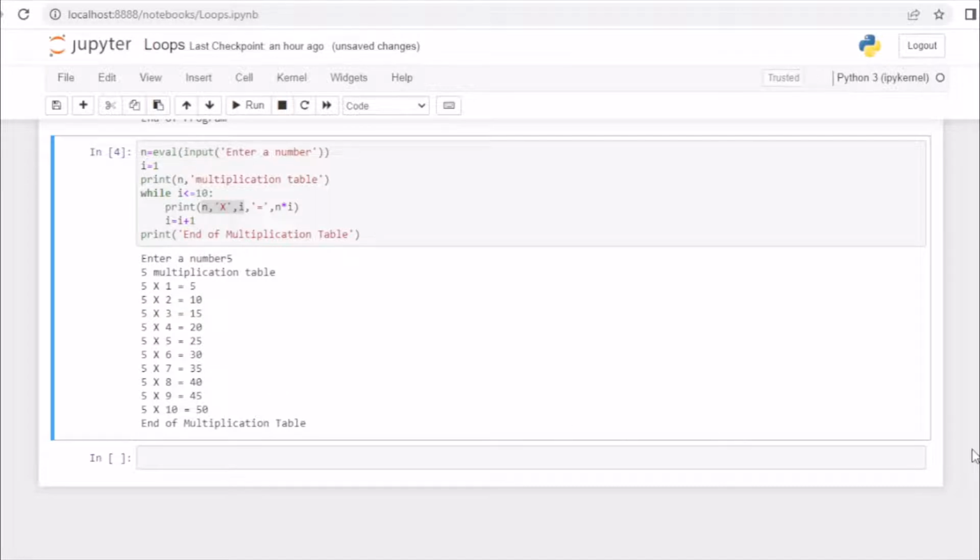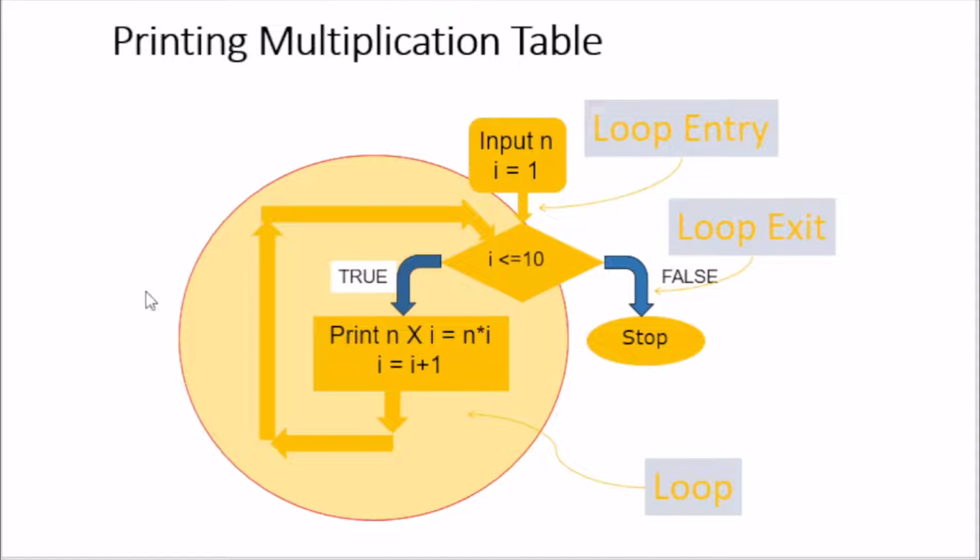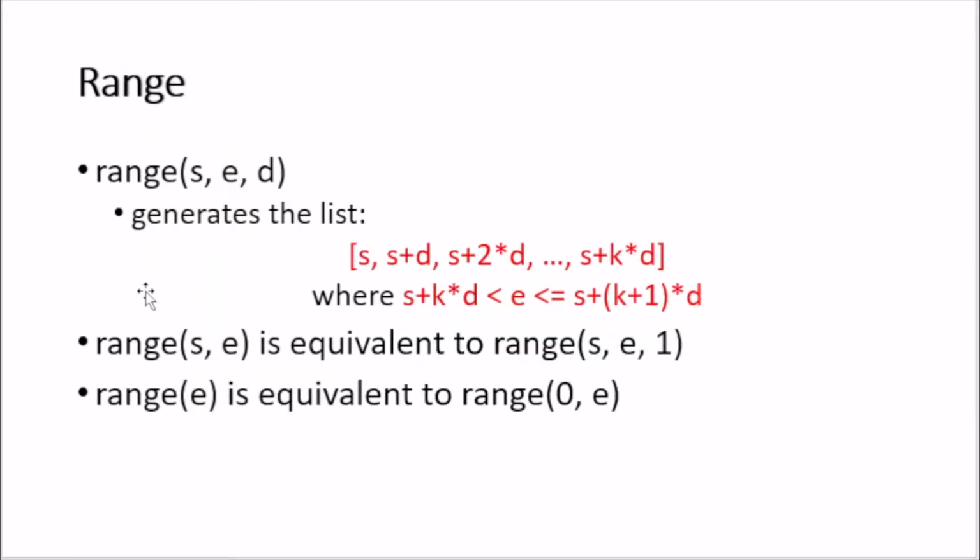Now, let us discuss the next loop, that is the for loop. So before discussing the for loop, first we will discuss the range function. So basically range is an inbuilt function which is used to generate a list of integers. The range function has 1 or 2 or 3 parameters. The last 2 parameters in range are optional.